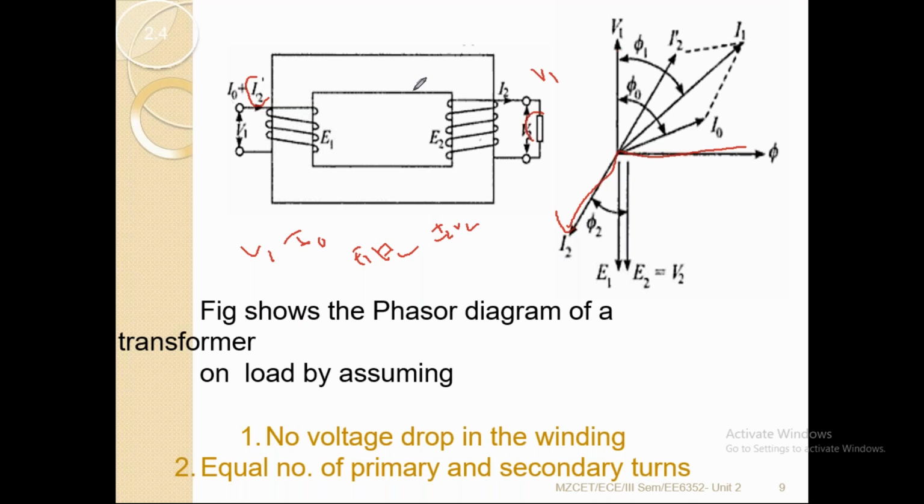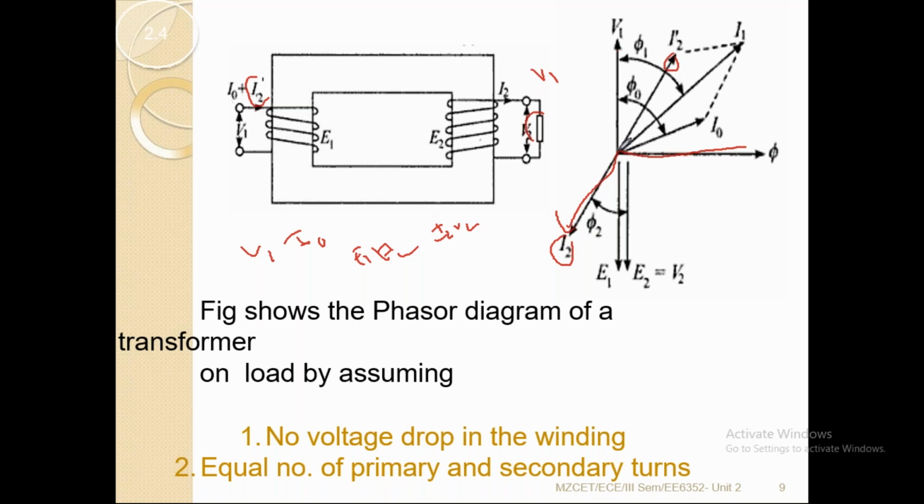Now if you observe I naught, I2 dash and I2, it should be like this. This is I2 and this is I2 dash. Both are opposite but in the same phase. So in words, I2 dash and I2 are both in the same phase but of unequal magnitude.